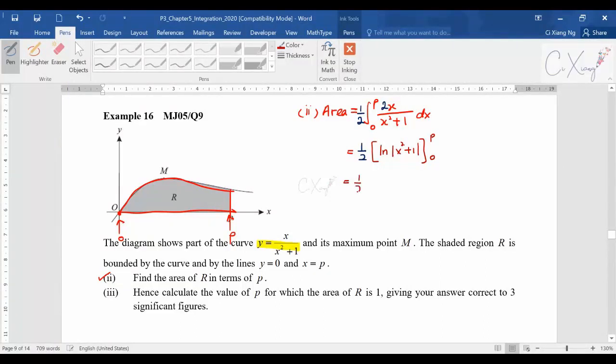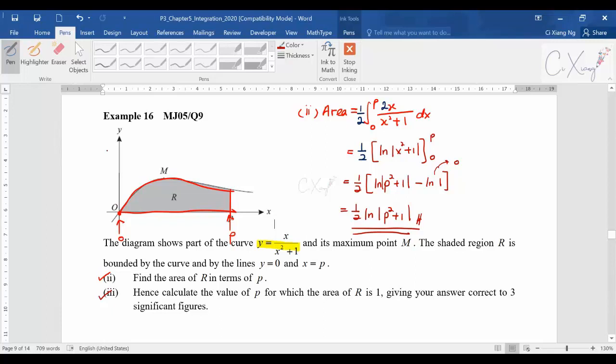Okay, so when you substitute in the values, you have ln of p squared plus 1, then minus ln 1. You substitute 0 into the x squared, you get ln 1 only. So ln 1 itself is 0. Right, so eventually you have half ln of p squared plus 1. And this is the area in terms of p. That's it, so R in terms of P. So your final answer for area is half ln of P squared plus 1. Okay, so this is how we do it.